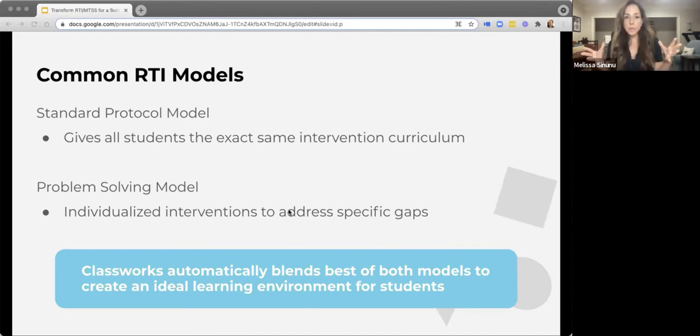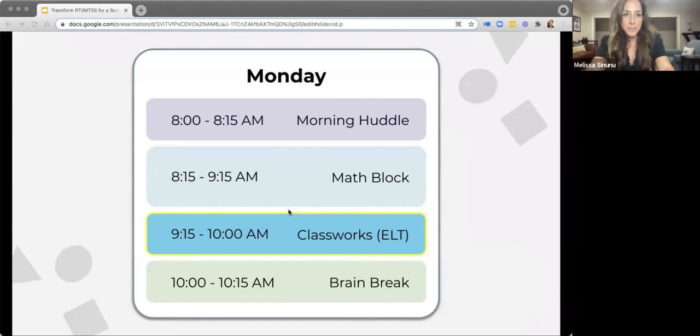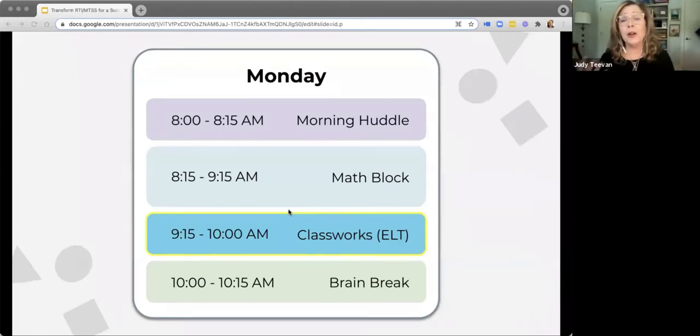So the Classworks intervention process actually automatically blends these two models, creating an ideal learning environment for all students. This model specifically accounts for students at all tiers and all grades. Classworks combines the most effective aspects of each model, leveraging technology to minimize the teacher time needed for that all-important individualization. And additionally, this fall, we're hearing from almost all our systems that they're including designated blocks of time for students to work on their individual skills in order to close those learning gaps.